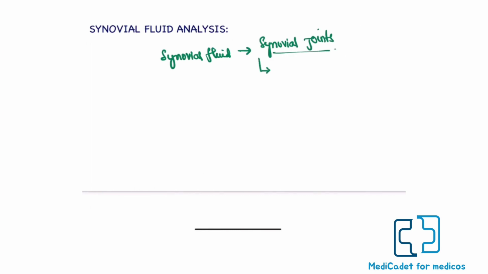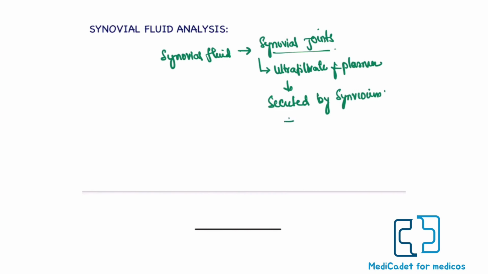So this is nothing but your ultrafiltrate of plasma, and then this is secreted into the joint by your synovium. So secreted by the synovium into the joint is the synovial fluid, and now this combines with the hyaluronate. Hyaluronate is again secreted by synovium, your hyaluronic acid, and these together will form your synovial fluid.